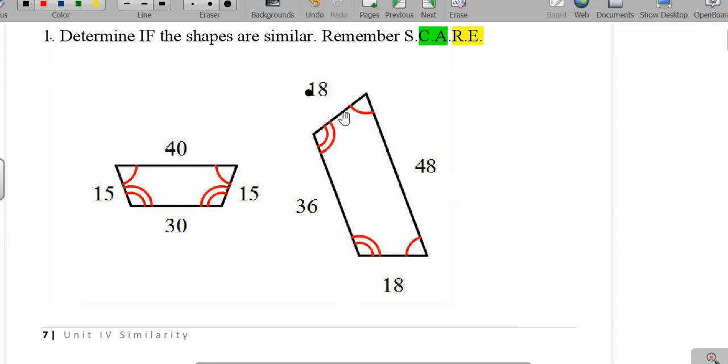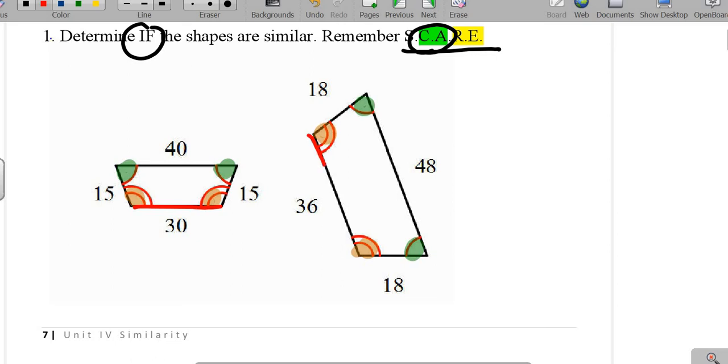I'm going to do a couple sample problems, and then you're going to try a couple on your own. First, we're going to determine if the shapes are similar using scale. We're going to check the angles. We have 2 congruent base angles here that match, and 2 congruent base angles here that match. So we have congruent angles. Now let's check our ratio.